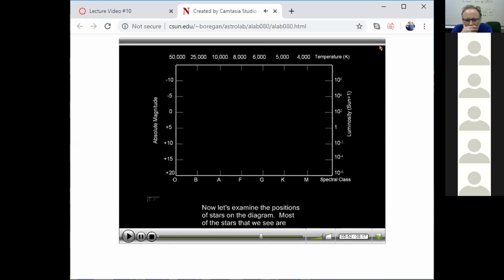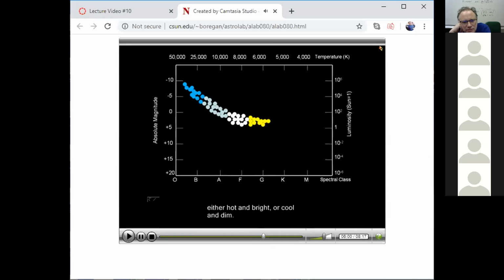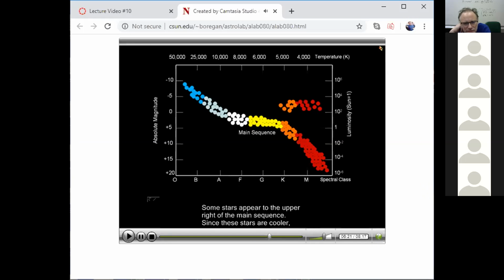Now let's examine the positions of stars on the diagram. Most of the stars that we see are either hot and bright or cool and dim. This is exactly what we would expect. This, where most of the stars are, is called the main sequence. Some stars appear to the upper right of the main sequence. Since these stars are cooler, and yet they are bright, they must be large. We call these giants.